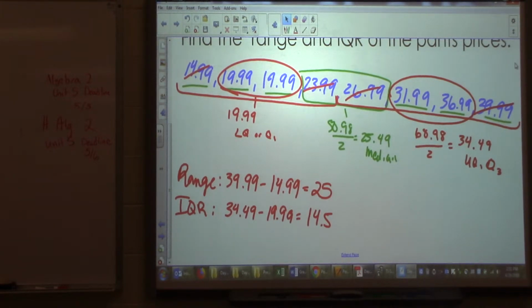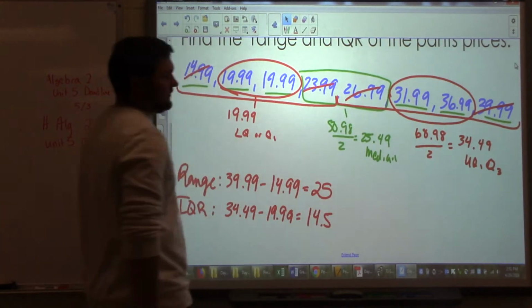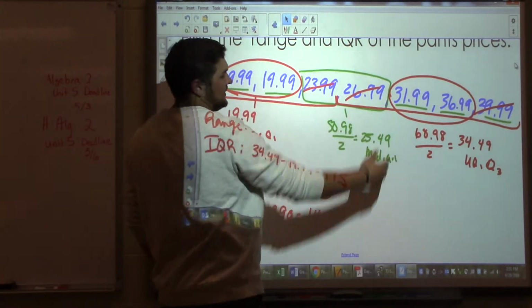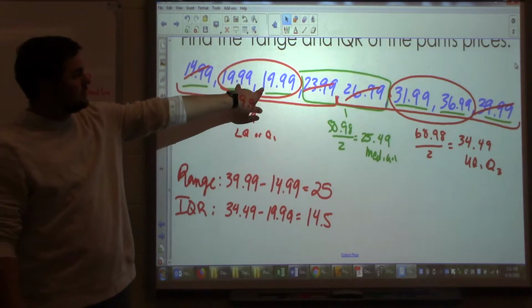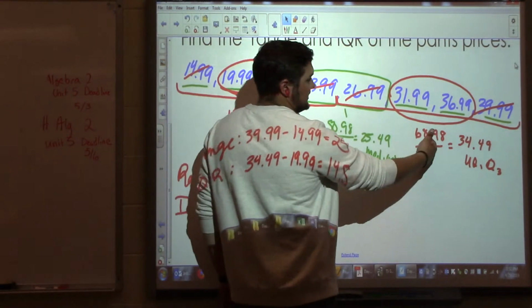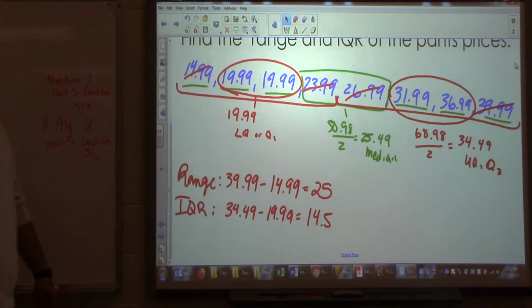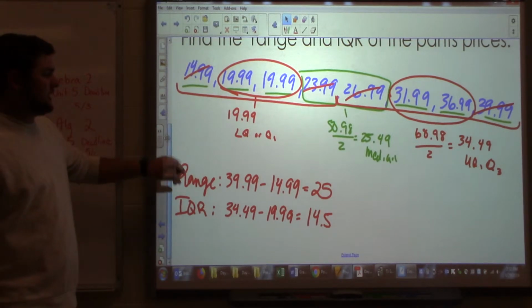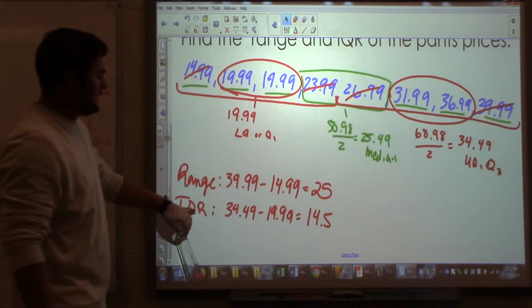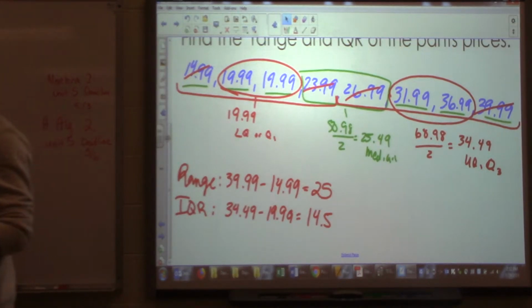Alright, if you don't need more time, please check your answer with mine on the board. Order them least to greatest. Find the median. Our median is in the middle of two numbers, so it should have been about 25.49. Then we need to find the upper and lower quartiles, the median of that lower half and upper half of data. Same thing, take the average of the two lower ones, we get 19.99 as our lower quartile, our Q1. We get 34.49 for our upper quartile, our Q3. Take the range, biggest number minus smallest number, you get 25. Upper quartile minus lower quartile, you get your interquartile range, 14.5. Any questions on that? Not too bad, right?